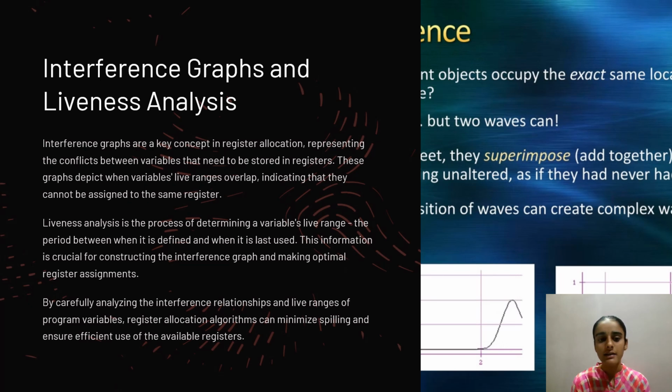Liveness analysis is the process of determining a variable's live range, the period between when it is defined and when it is last used. This information is crucial for constructing an interference graph and making optimal register assignments. By carefully analyzing the interference relationships of the live ranges of program variables, a register allocation algorithm can minimize spilling and ensure efficient use of available registers.